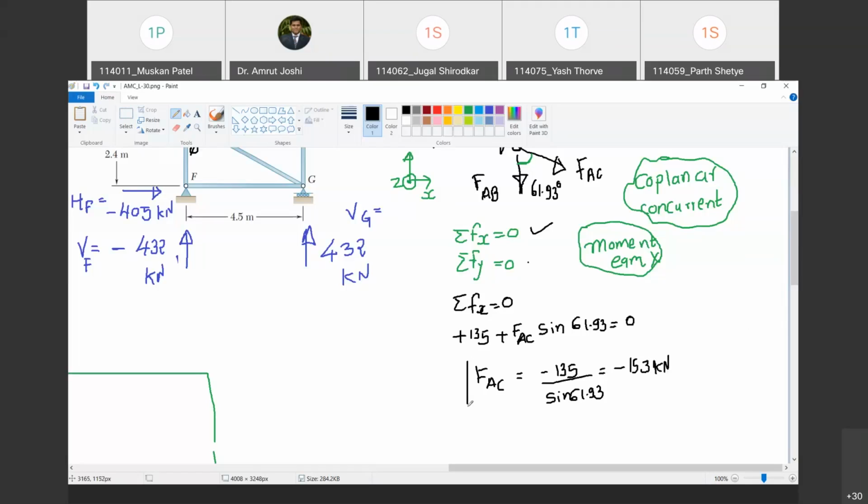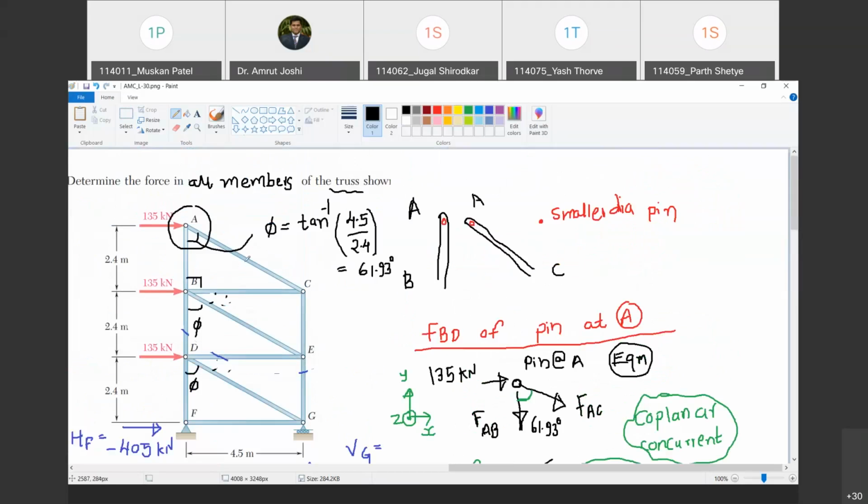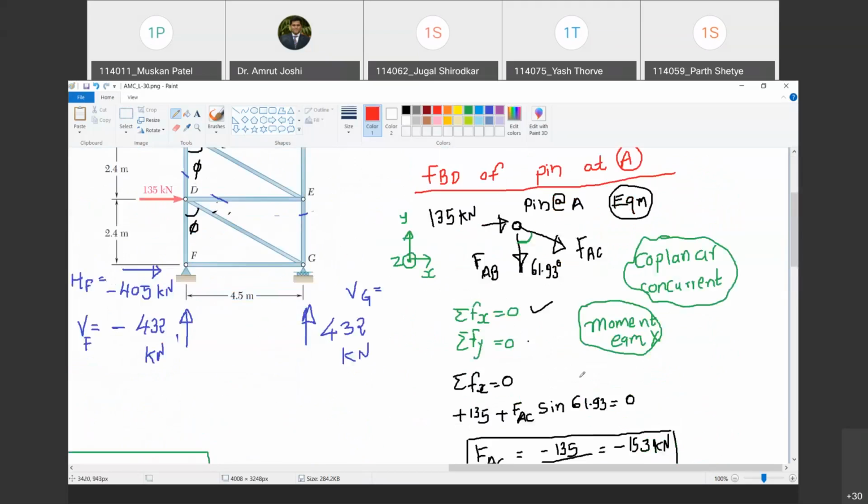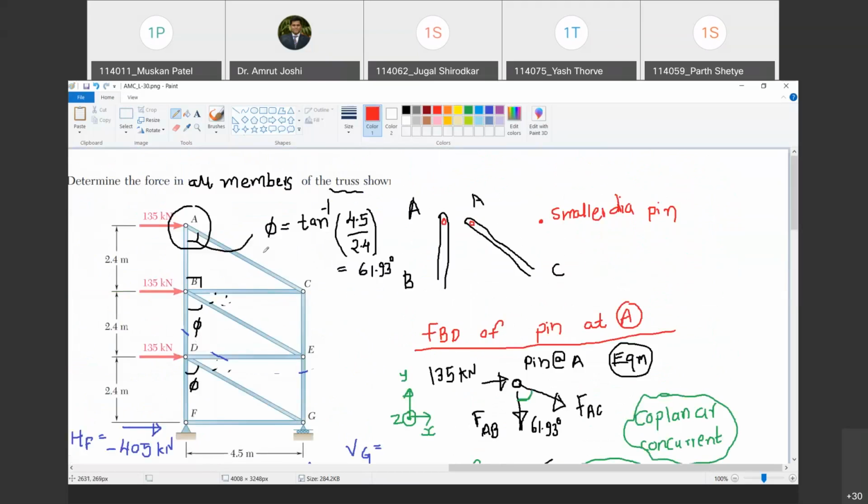Now, what does this negative sign indicate? Assumed sense of FAC is incorrect. So that means, yes, therefore it must be in compression. Do you agree with me? Yes, sir. So FAC has to be in compression. So therefore, now look, I am going to write down the forces on top of this member. So what is the force FAC? FAC has turned out to be 153. Are you with me? Yes, sir. 153 kilonewton. But compression.